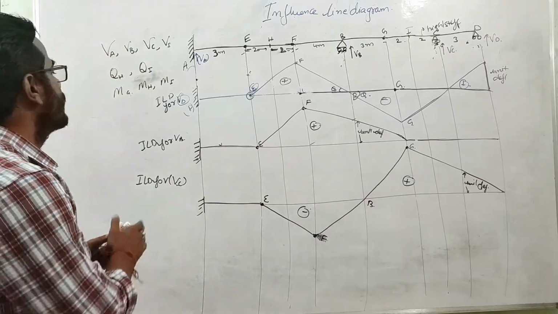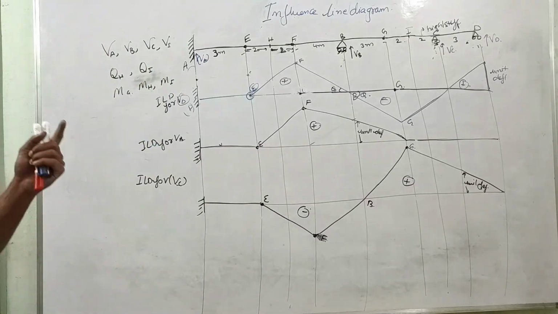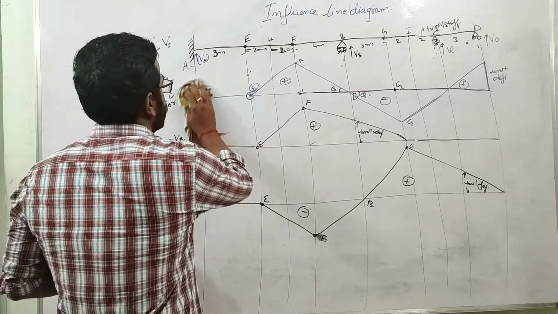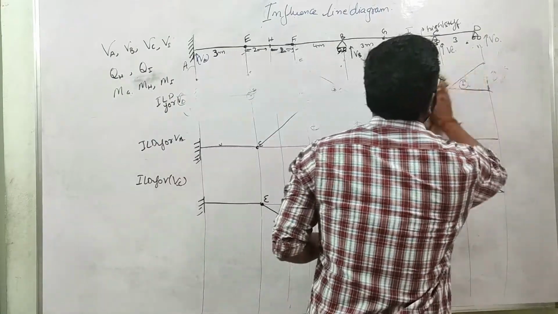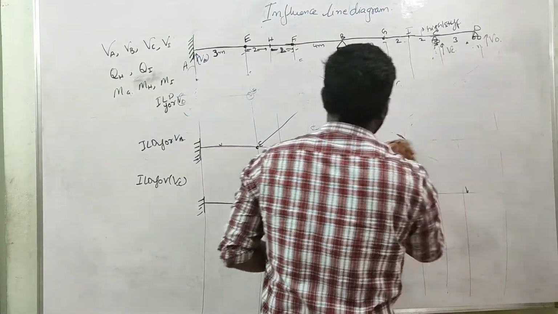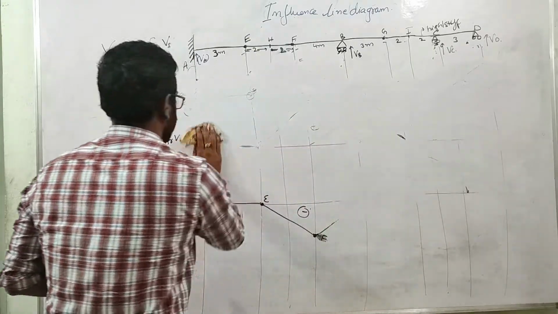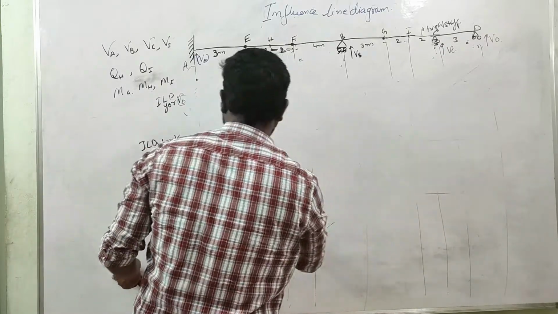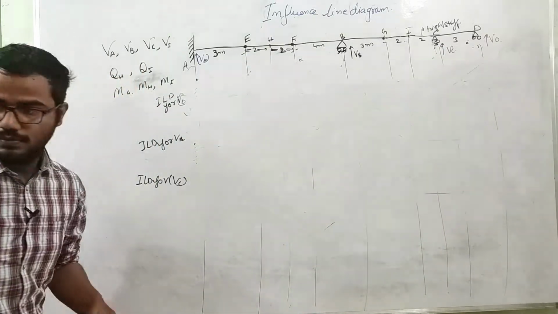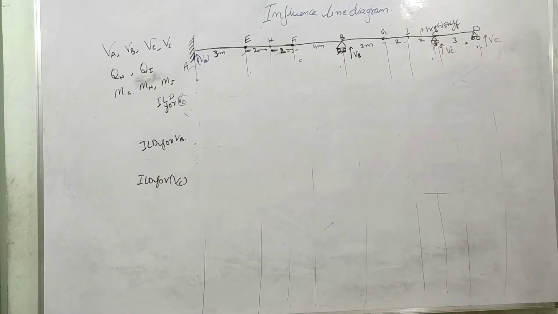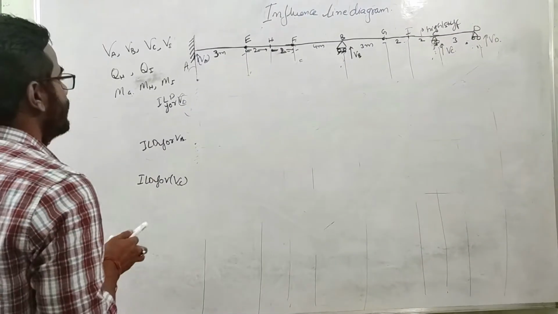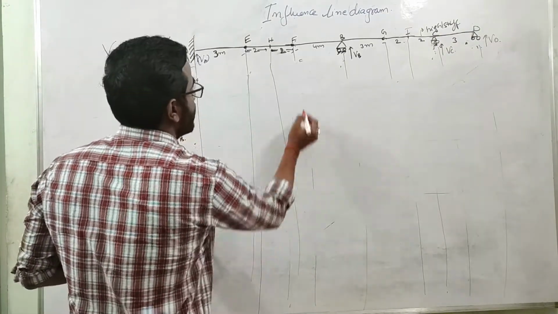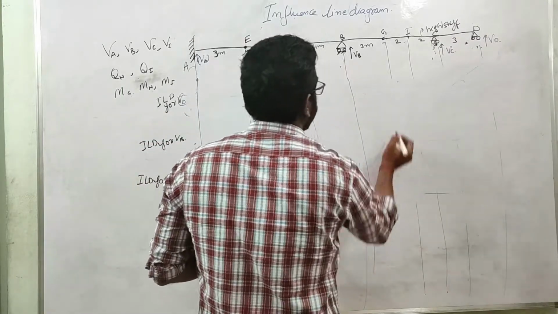So this completes the ILD for the support reaction at different points. Now we will see what will be the ILD for this QH and QI point. Now again we'll see what will be the ILD for the shear force at point H and I.